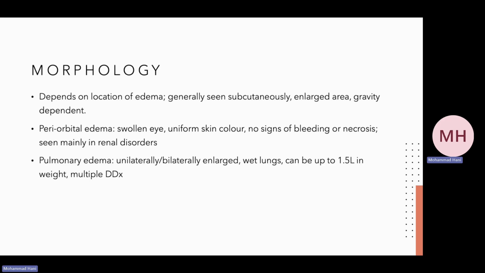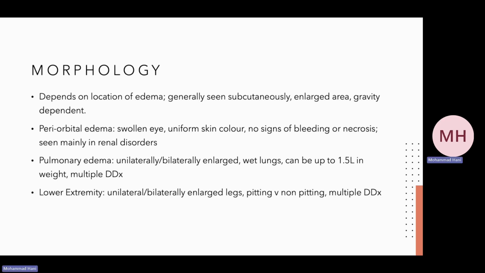Apart from that, you have pulmonary edema: unilaterally or bilaterally enlarged wet lungs, which can be up to 1.5 liters in weight. There are multiple differential diagnoses for this, but some of them include left side heart failure, and all the etiologies of left side heart failure should be considered. Apart from that, you can also think of pulmonary disorders, in which you could have congestion.